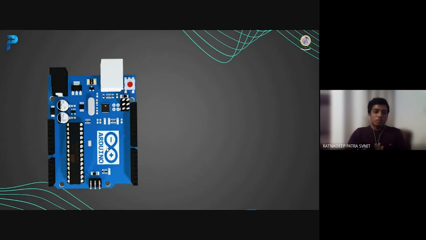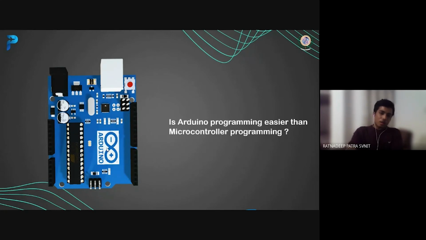Okay, so what do you think? Why is Arduino so popular? Apart from other microcontrollers, many of you mentioned before the start of the session that you have worked on Arduino. Is it that Arduino programming is easier than microcontroller programming, or what do you say? Anyone who has worked on Arduino? What do you think? Is it easier or what?